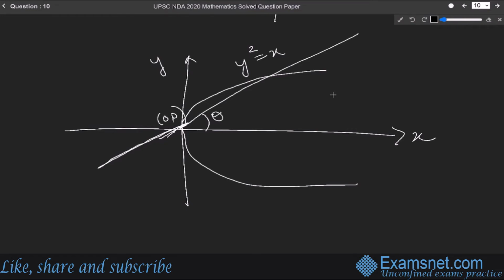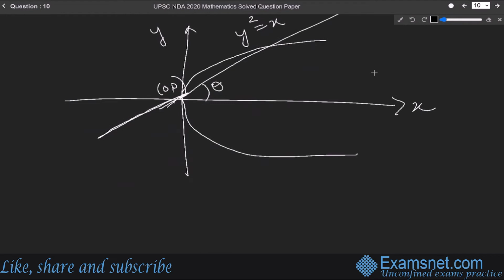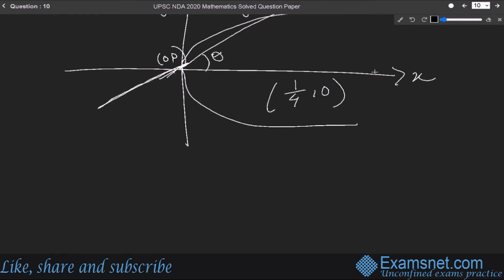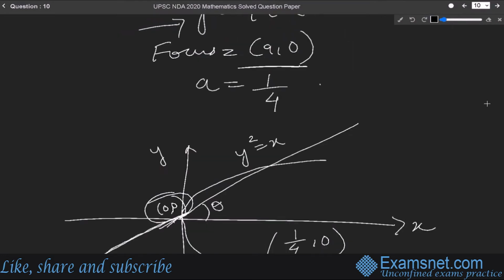Now, we have found the value of a, and we know that focus is (a, 0). So, we can also mention the focus. Focus is (1 by 4, 0). Now, we know that the focus of parabola y square is equal to x is (1 by 4, 0). So, the vertex of the parabola is (0, 0), which is here. Now, let the point P (t square upon 4, t by 2) lie on the parabola. Then, let us see what happens when P lies on the parabola.